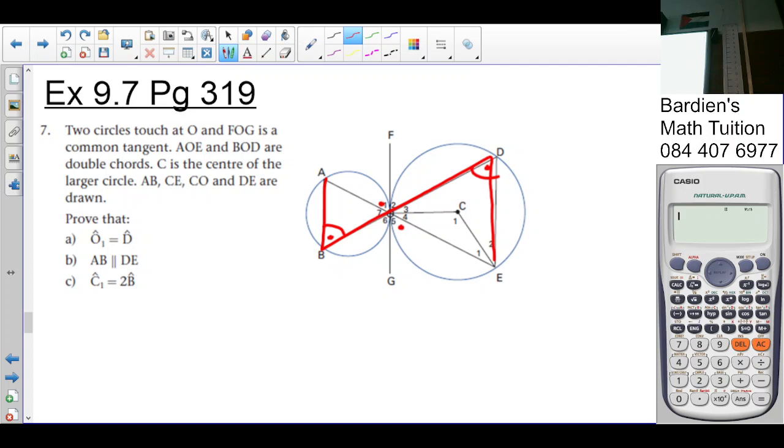Okay? Both of them, AE and BD. C is the center of the larger circle. People, if this is a center, what do we know? Angle at center is twice angle at circumference.